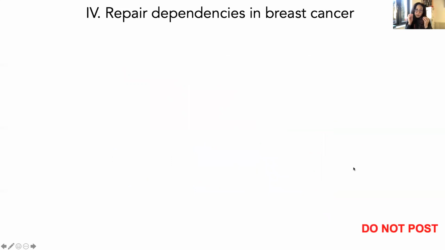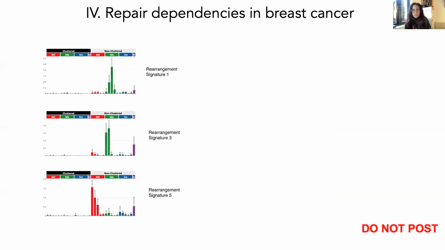Now, although I've emphasized specific DNA repair defects, what I really want to also communicate is that there isn't just a one-to-one mapping of one signature, one cause, one therapeutic option. We need to be a little bit more nuanced about how we think about signatures for clinical benefit.